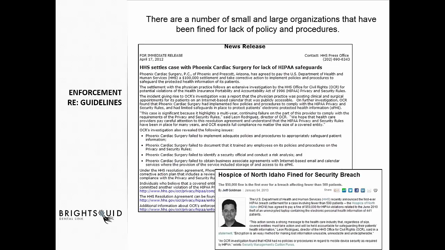The other news release is around the Hospice of North Idaho, and I'll tell you, this stuff, to be honest, is a little bit sad, because you figure the hospice probably has very little money in order to pay these types of fines. At the same time, you can imagine the high degree of sensitivity around keeping that patient information private. So there was a $50,000 fine levied in that case, and both of these are relatively recent cases within the last year anyways. And if you look at the last sentence of that one, the investigation found that it had no policies or procedures in place with regard to mobile device security, and we're going to talk a little bit about that in step 2 as well.